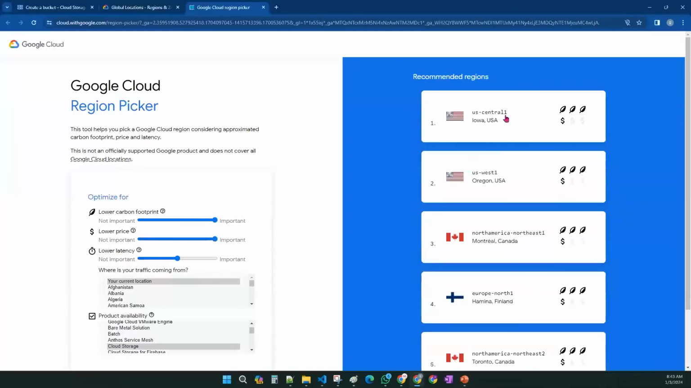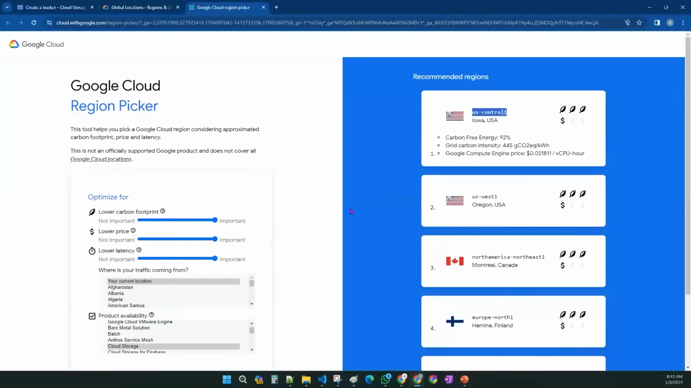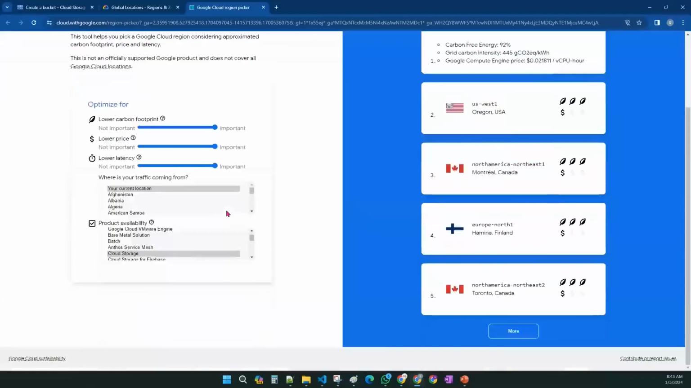Okay, lower price, when you look at the lower price also. That's the reason most of the time I select US Central one whenever I deploy as well. It's because it's carbon-free energy. Okay, so that's one more thing.